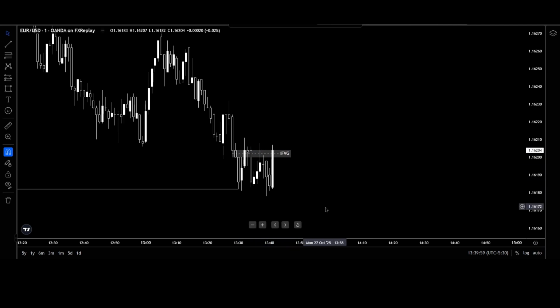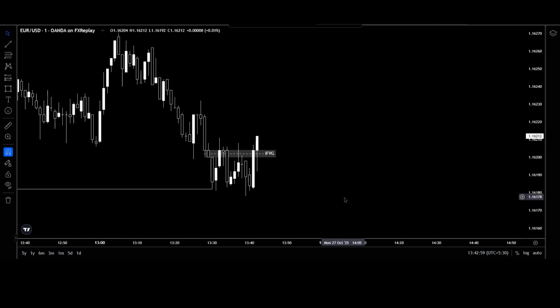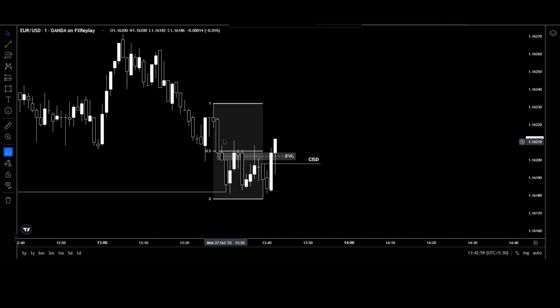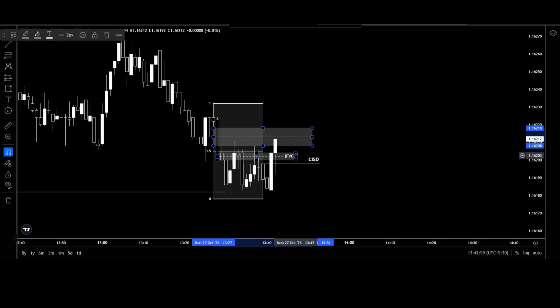Now the market has invalidated the bearish fair value gap, which gives us confirmation that the market is ready to go higher. We can also see that there is another fair value gap at a premium level, and such fair value gaps have a higher chance of being respected. So we will wait for the market to invalidate that one as well.